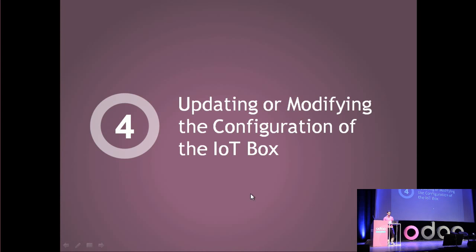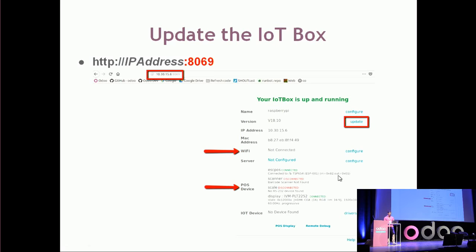Now let's see how you can update or modify the configuration of the IoT box. At any time you have the possibility to update the code of the IoT box if needed. In order to do that, you just need to open a new URL and write the IP address of the IoT box. The IP address will be automatically printed as soon as you have done the configuration of your IoT box. So you just need to mention this IP address, then add colon and 8069.